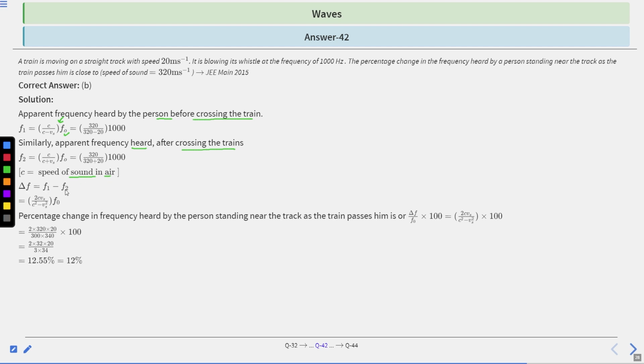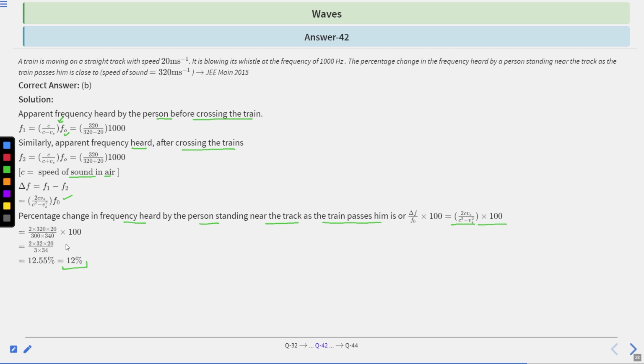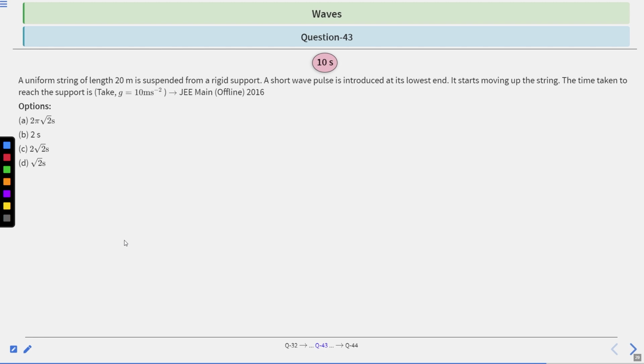So delta F is equal to F1 minus F2. Calculating F1 minus F2, you will get this. The percentage change in frequency heard by the person standing near the track as the train passes him is delta F by F0 multiplied by 100, which is equal to 2CVs divided by C square minus Vs square, multiplied by 100. Solving this, you will get 12.55%, which is approximately 12%. So the correct answer is 12%. This is just the calculation part. Clear? Next question. Question 43.